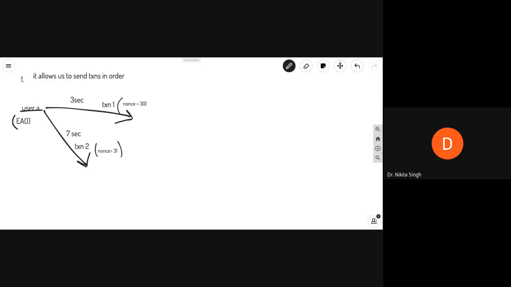Second advantage is it protects us from replay attacks. All right. It protects us from replay attacks. So without a nonce, a sender could double spend by sending the same transaction twice.